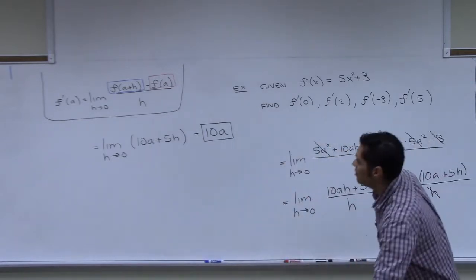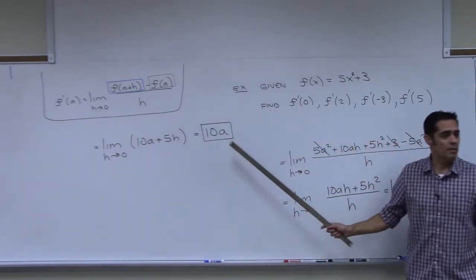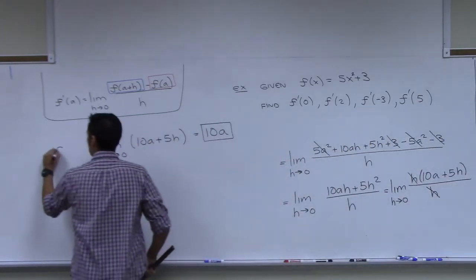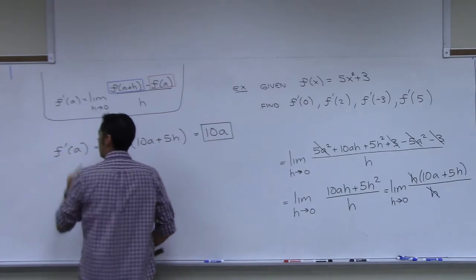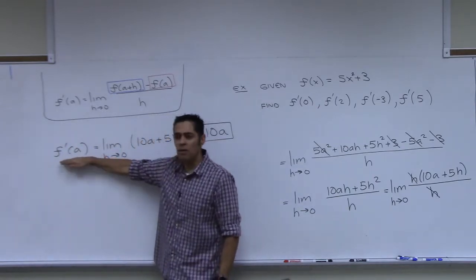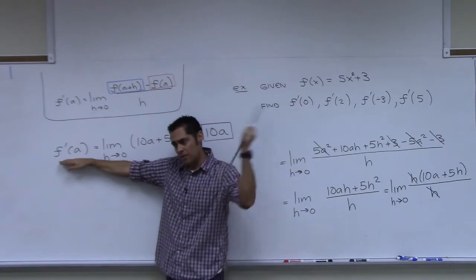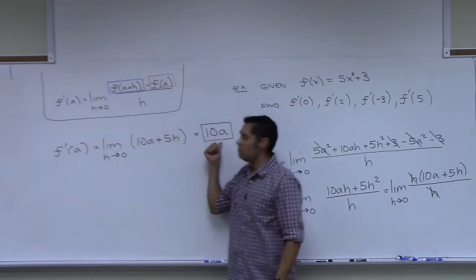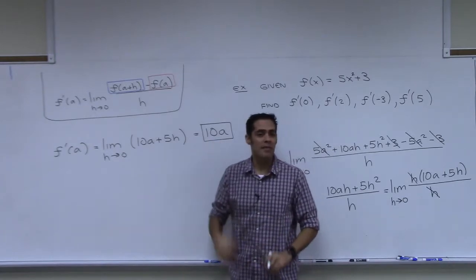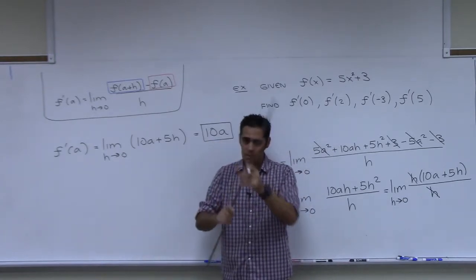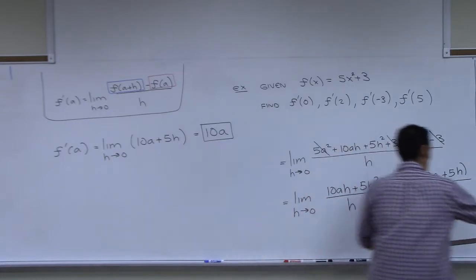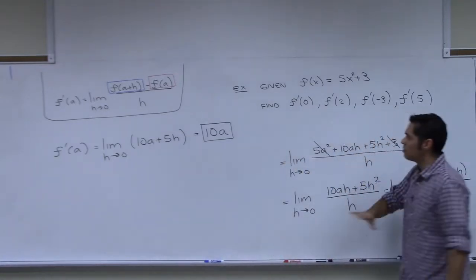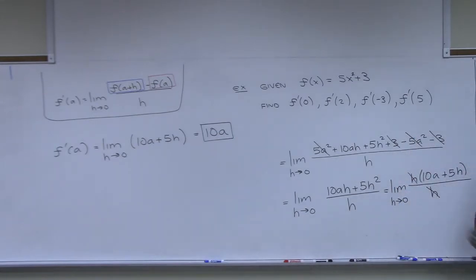So notice that this answer has a in it, right? That means this right here was the f prime of a, right? This is saying that if you want to know the slope of the tangent line of this function at a, you need to actually know a, and then multiply it by 10, and that's the slope of the line. So if I go back here, I can answer all of these questions, all 5, very fast now.